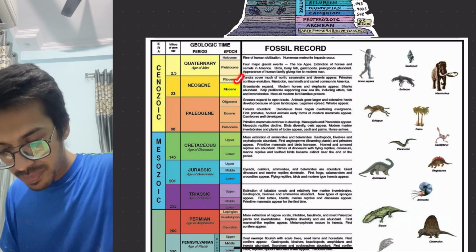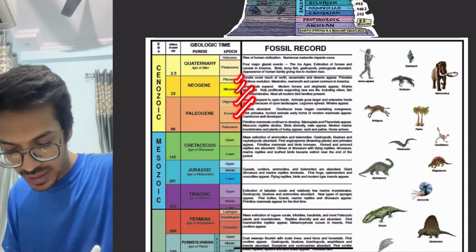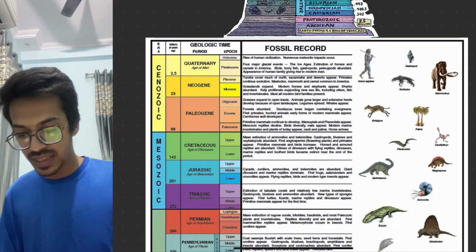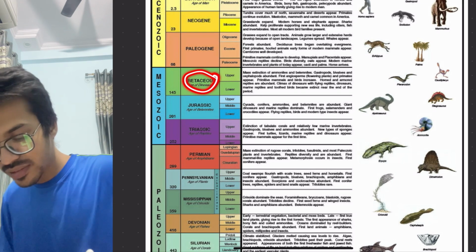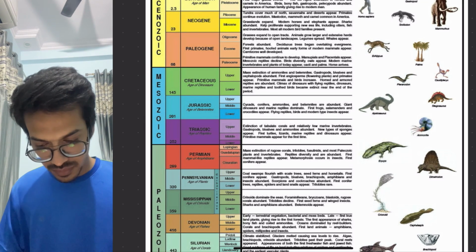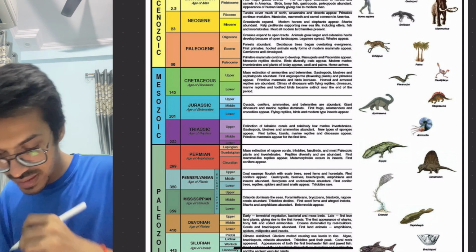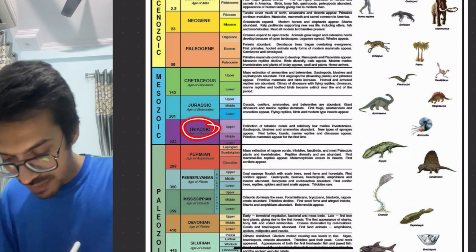Then in the Paleogene we have the Paleocene, Eocene, Oligocene, and so on. Okay, those are the different epochs that are present. Same comes in the Cretaceous period. This is called the Age of Dinosaur. Dinosaurs would be the most abundant. We have the Jurassic period. Okay, then we have the Triassic period.